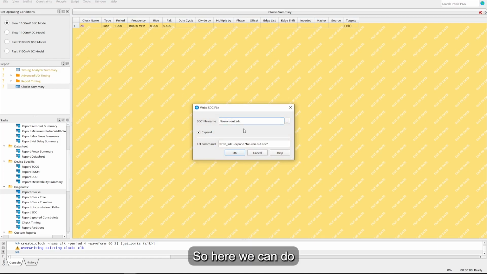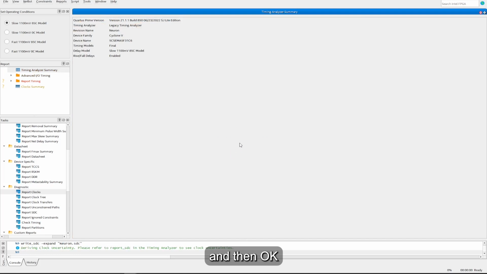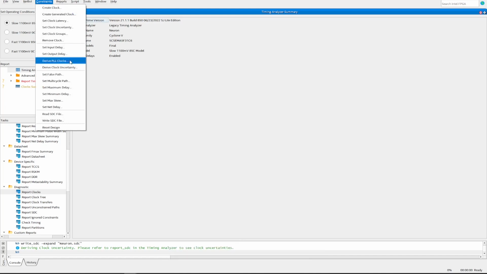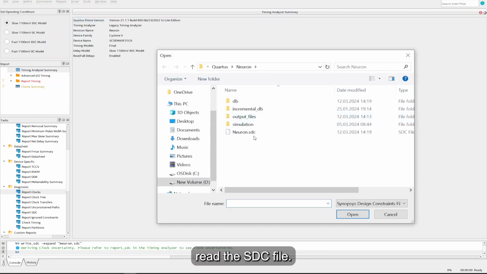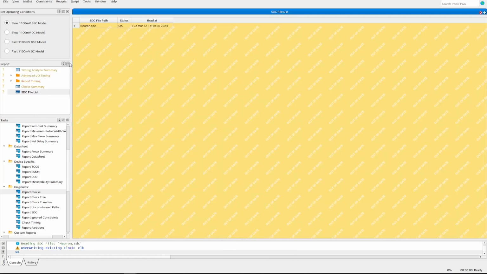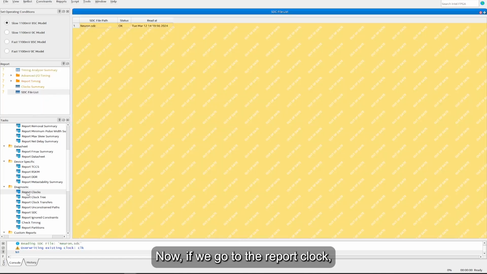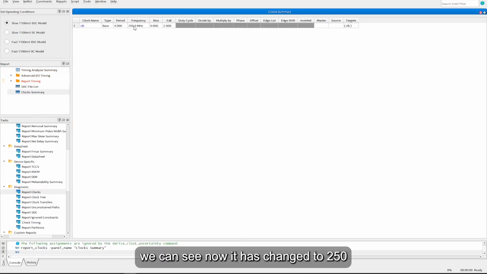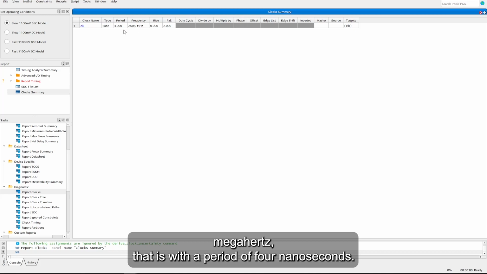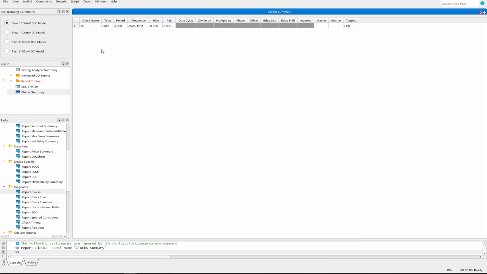So here we can make it as neuron, and then okay, and then we can just read the SDC file. Now if we go to report clock, we can see now it has changed to 250 megahertz, that is with a period of 4 nanoseconds.